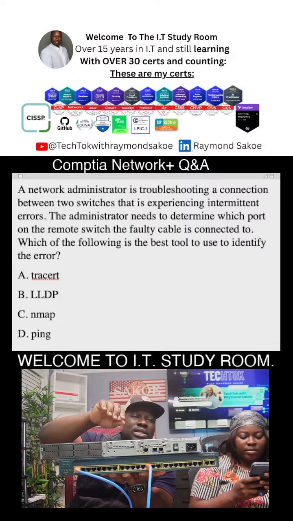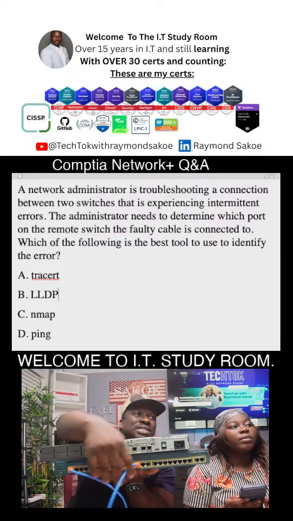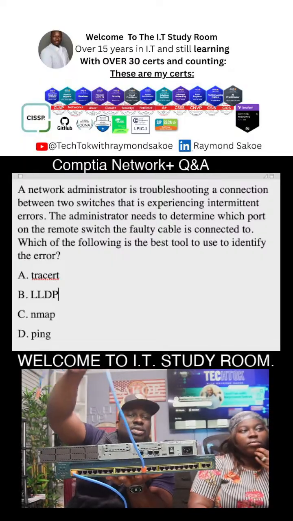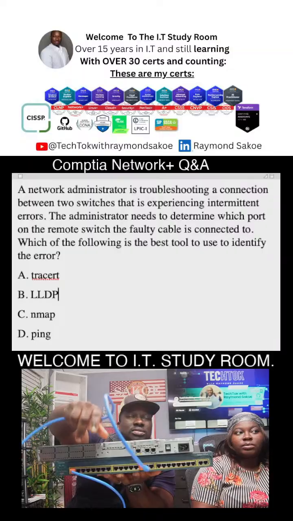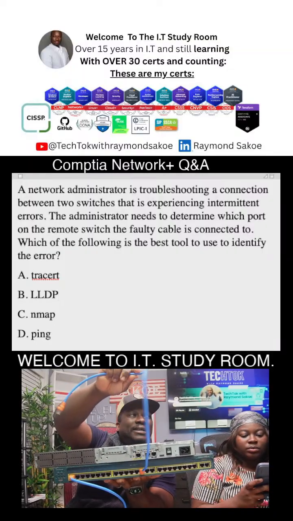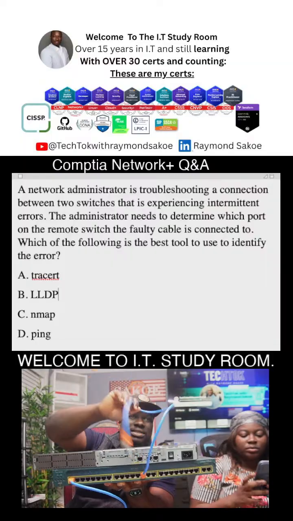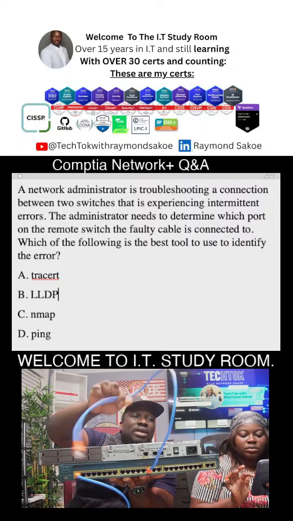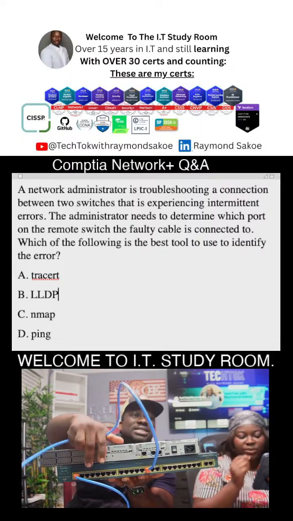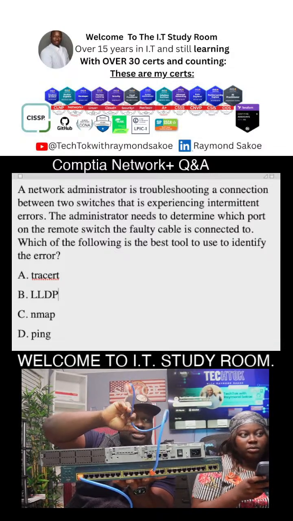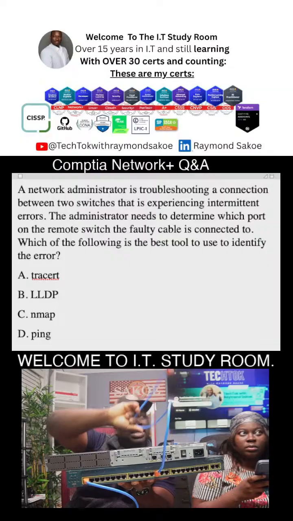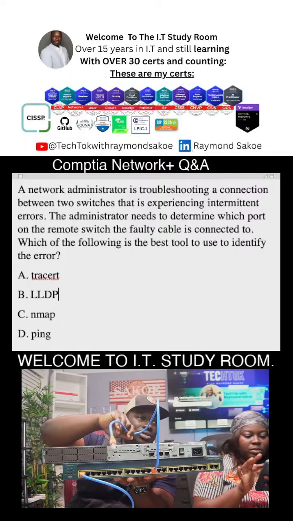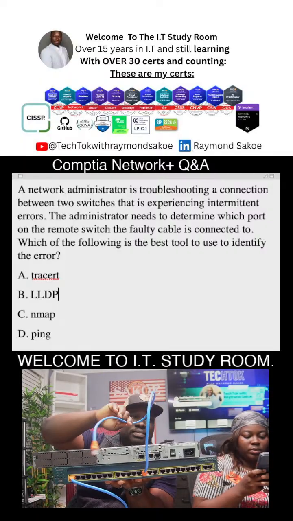So LLDP tells you information about devices that are connected to a specific port on the other end. Let's say you're on this switch, connected to port 5, and on the other end, this cable is connected to port 7 on the other switch. By logging into this switch, when you run LLDP, it tells you exactly what port the other side of the cable is connected to, without you going to the remote end to view where it's connected.